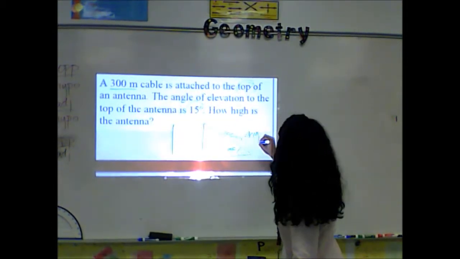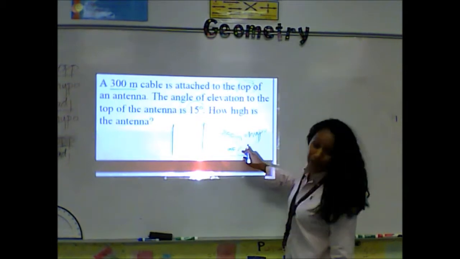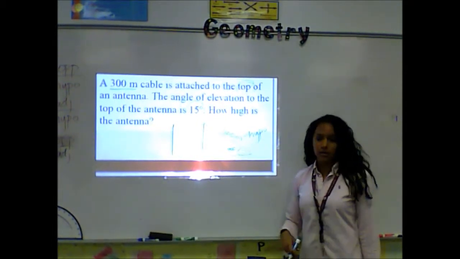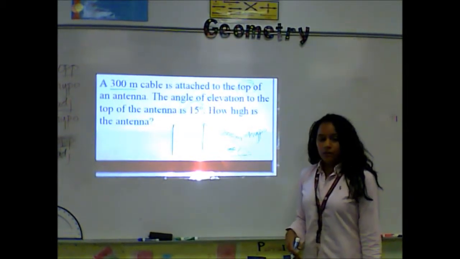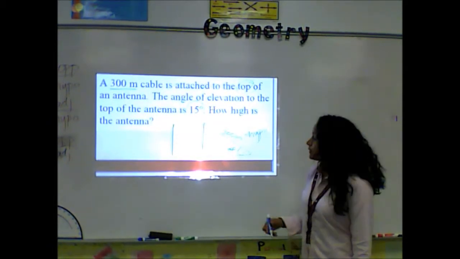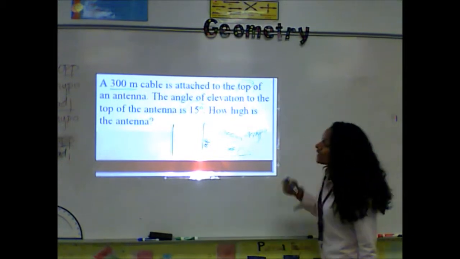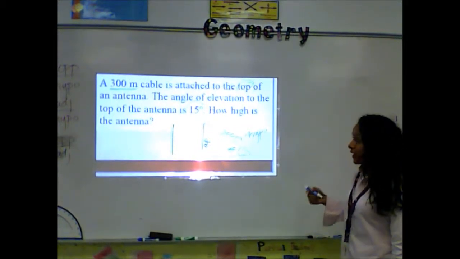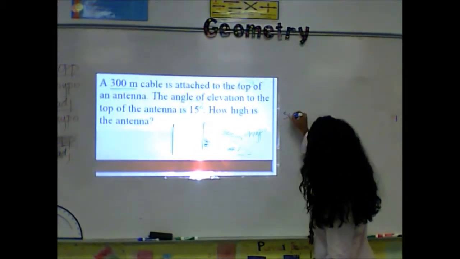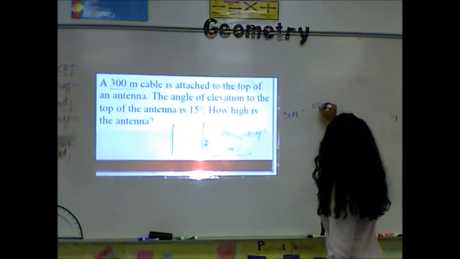Yes. What are we looking for? Compared to this angle, are we looking for the opposite side or the adjacent side? Opposite. Alright, so we're looking for this side over here. So which one, sine, cosine, or tangent? Sine. Yes, sine. So sine is going to be opposite over hypotenuse.